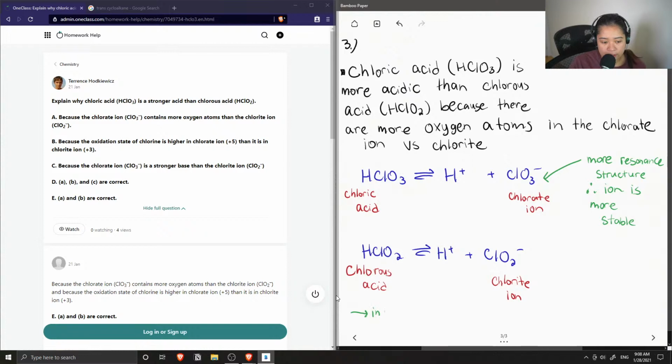And there's also an increase in oxidation state. Since when we have an increase in oxygen in an oxy acid, this increases oxidation state. So therefore, A and B are correct.